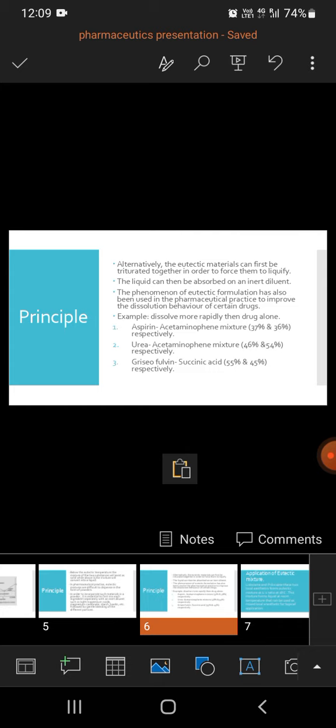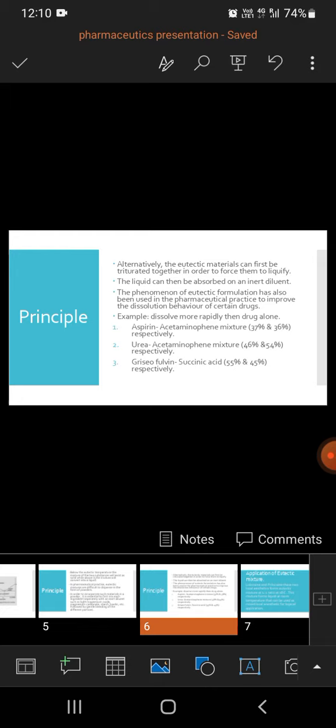Examples of eutectic mixtures that dissolve rapidly could be aspirin and acetaminophen mixture, 37 to 63% proportion respectively. Then the second example could be urea and acetaminophen mixture, 46% to 54% respectively.